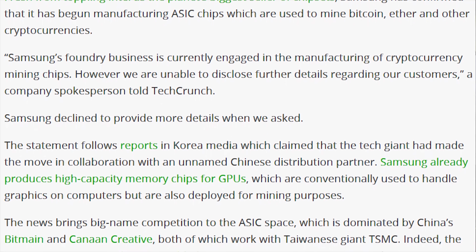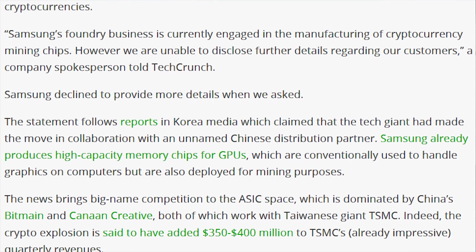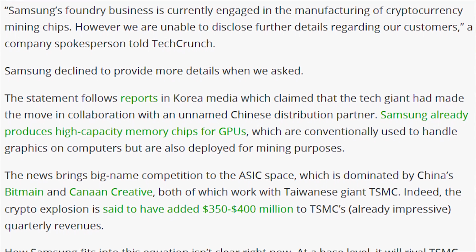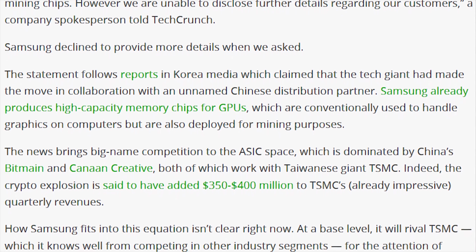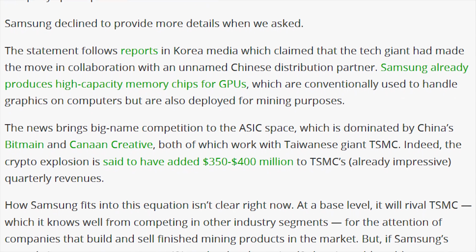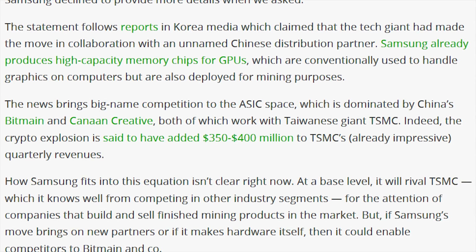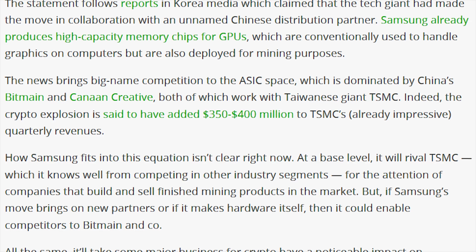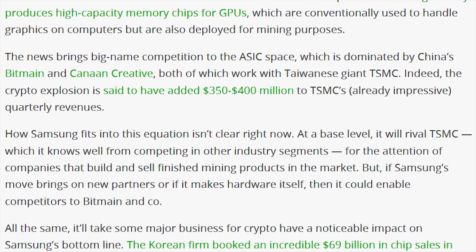But don't get confused, because they haven't announced their customers. In fact, in the recent statement that they released to TechCrunch, they said, "Samsung's foundry business is currently engaged in manufacturing of cryptocurrency mining chips. However, we are unable to disclose further details regarding our customers."